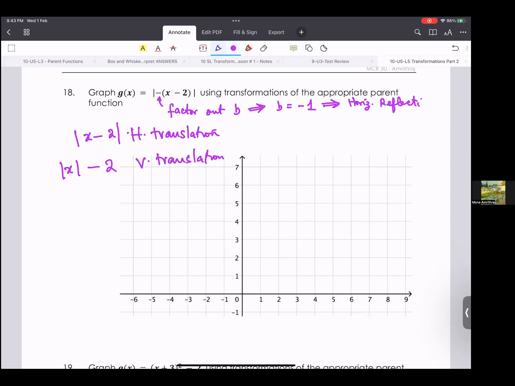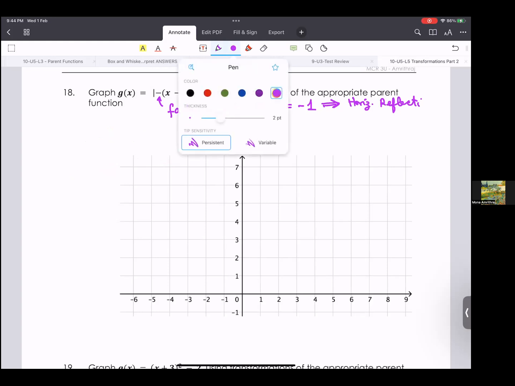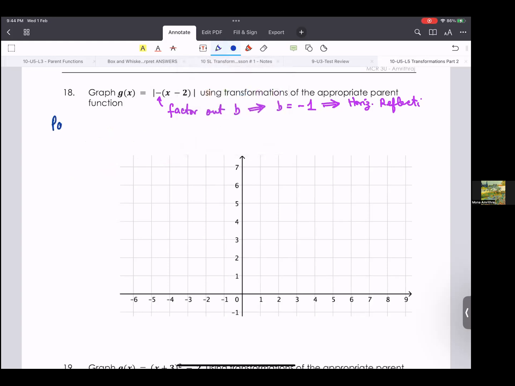The operation is happening not on the entire function, but just on the x value. So we look at the parent graph and say, yeah, that's happening on the x value. How do you know that? You have to look at the parent function. The parent function is y is equal to absolute value of x. Is the operation happening outside the absolute value or on the x? It's happening on the x.